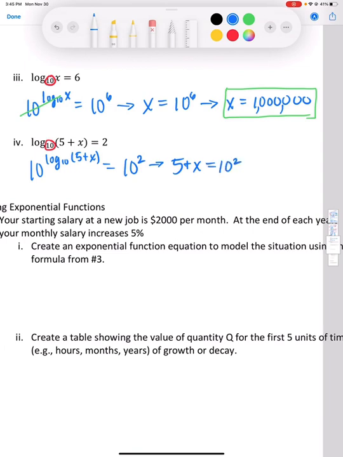So copying that through. 10 squared is 100. So let's go ahead and write 100 down here. And then 5 plus x equals 100. I just have to subtract 5 from both sides. And when I do that, we get x is equal to 95.